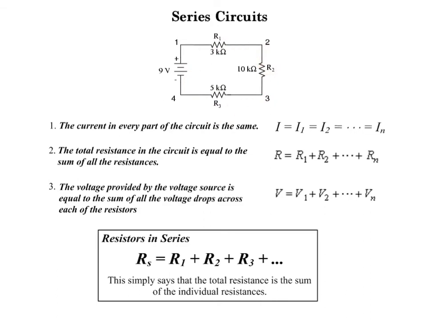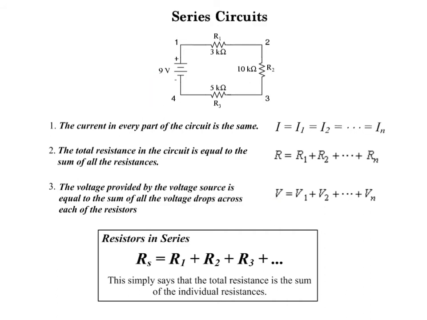And finally, the voltage provided by the voltage source is equal to the sum of all the voltage drops across each of the resistors. As that energy moves from that battery through that circuit, it drops some energy here, drops some energy here, drops some energy here. We call that the voltage drop. So all these voltage drops will add up to the total voltage of the circuit, which we can see from this diagram here would be 9 volts.